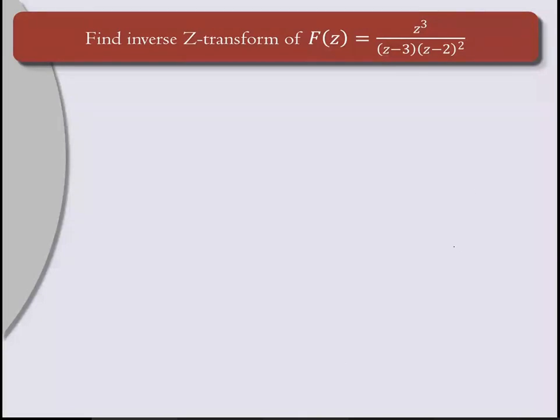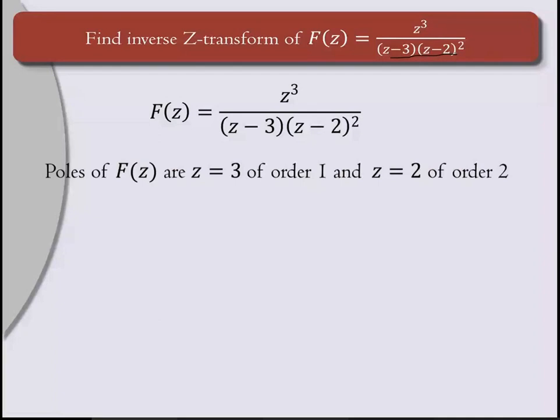Now, again check for which values of z this denominator becomes 0. That we call as poles of f of z. So first find what are the poles, check out their powers order. So there are two poles, z equal to 3, power of this is 1, so it is of order 1, and z equal to 2, this term becomes 0, so z equal to 2 is of order 2. So there are two poles, one pole is 3 of order 1 and other pole is 2 of order 2.